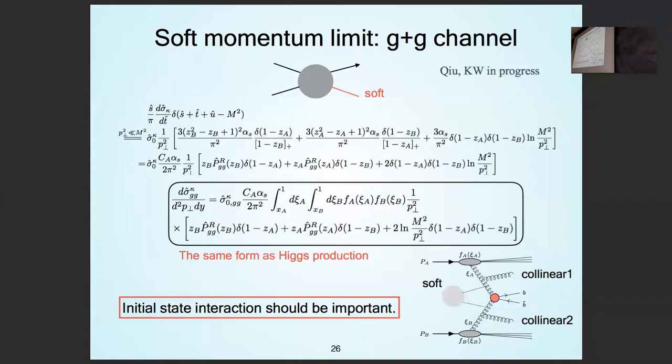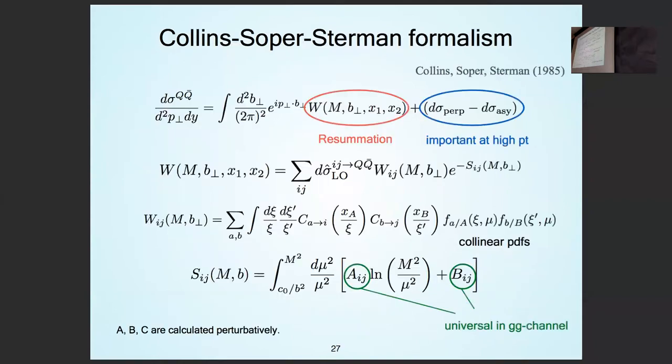Anyway, the important point is that initial state interaction is important for quarkonium production at low PT. So in the TMD quarkonium Sudakov formalism, the cross section is expressed in b space as W plus some corrections. W is the leading order cross section times the soft factor and the quarkonium PDFs. The soft factor is a Sudakov factor involving coefficients A and B. In gluon-gluon fusion, A and B are universal. This means that Sudakov coefficients for quarkonium production are the same as for Higgs production. And A, B, and C are calculated perturbatively.